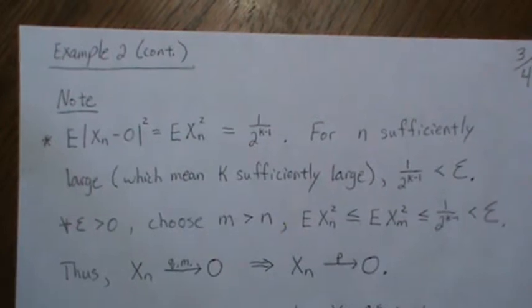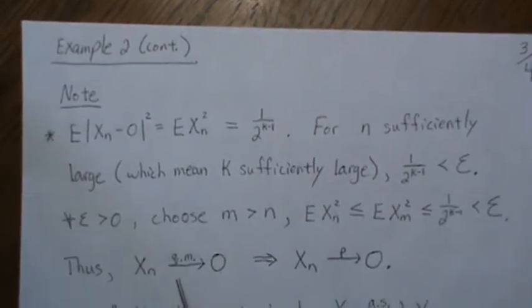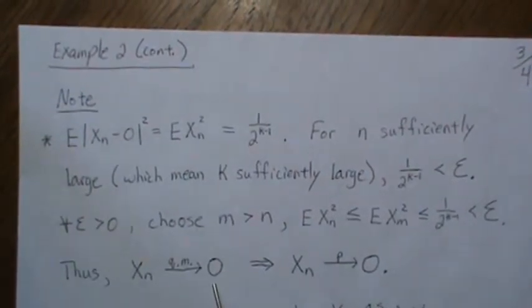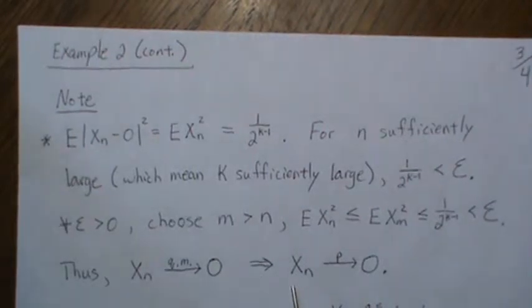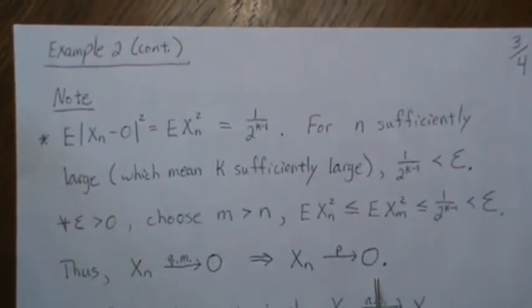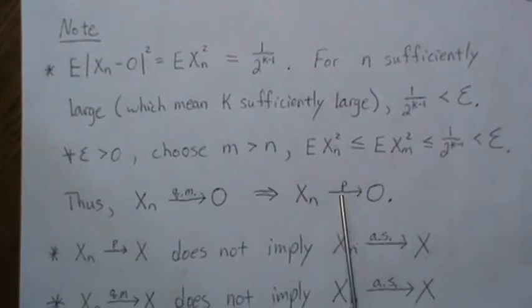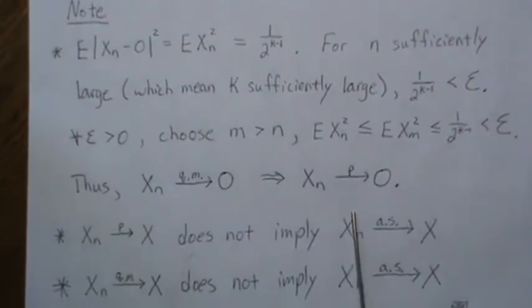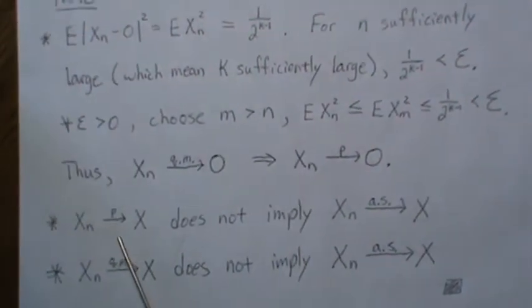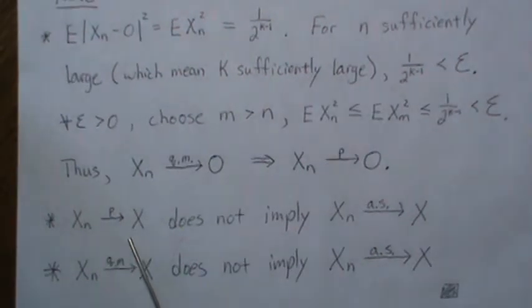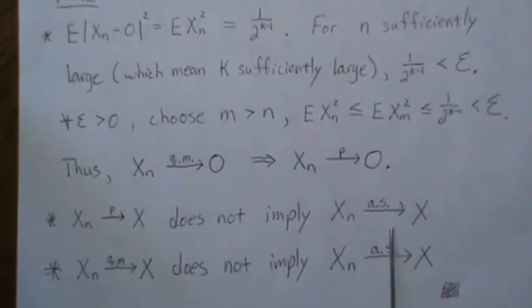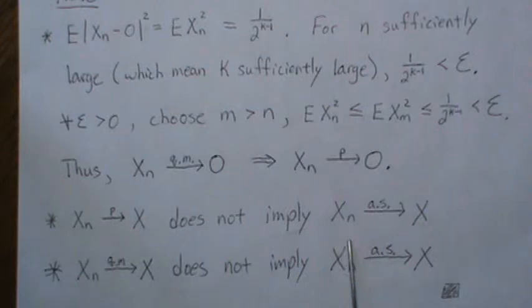Okay, so what this says is that since it converges in quadratic mean to 0, that implies that it converges in probability to 0. That's a fact. We've already established that in one of the earlier videos. So what did we just show? We just showed that convergence in probability does not imply convergence almost surely. It actually also shows that convergence in quadratic mean does not imply convergence almost surely.